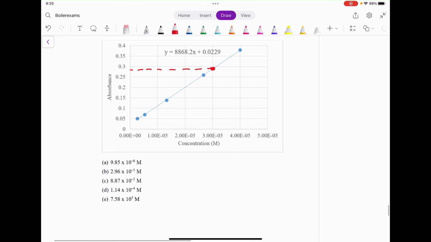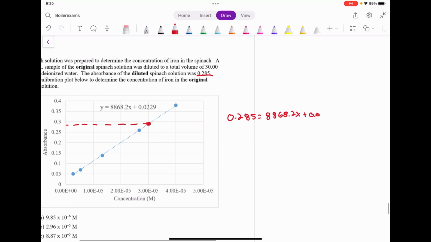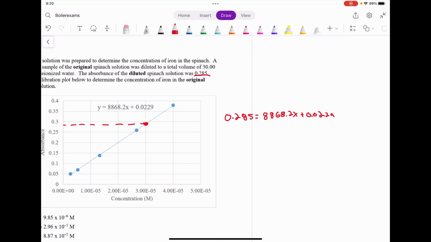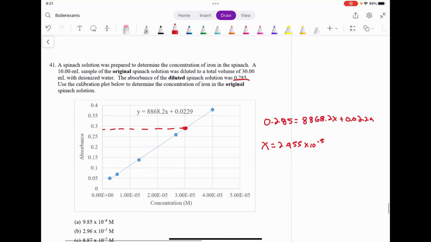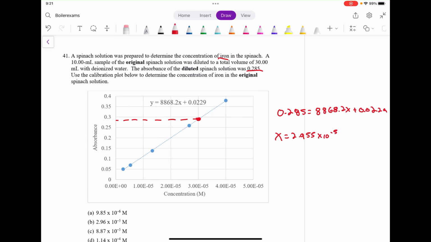I don't even know why I bother plotting it. Let's just use the equation. 0.285 equals this. So it equals that. If we solve this, I'm just plugging y in. They tell me y, so I'm just plugging it in. Okay, I get x equals this number.